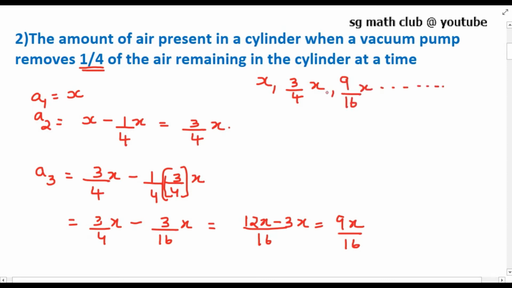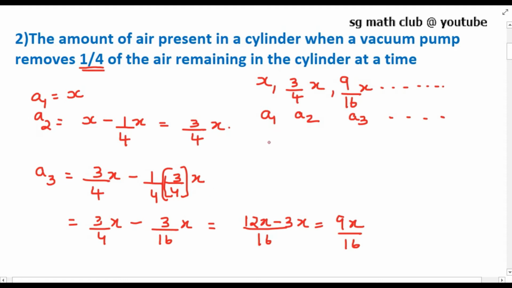Now we need to check whether this forms an AP. This is our first term, this is our second term, this is our third term. First the cylinder is full, the air present in the cylinder is x. Now the second time it removes 1/4 of the air remaining in the cylinder, so when you subtract, we got 3 by 4 x. Now the cylinder has 3 by 4 x. Again it will remove 1/4 of 3 by 4 x. That is why I have subtracted 1 by 4 into 3 by 4 x.